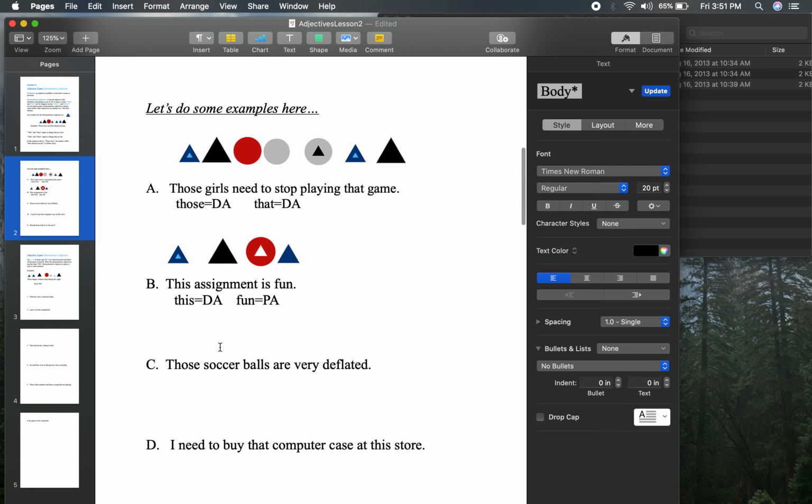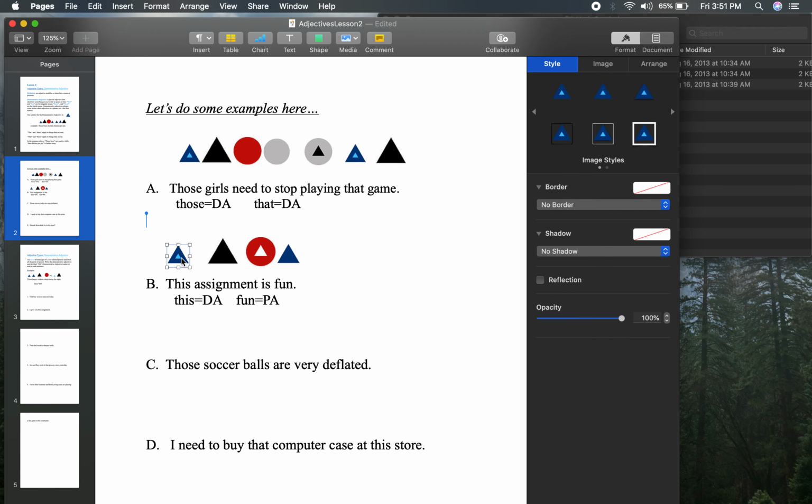All right, so next sentence. Those soccer balls are very deflated. That makes Mr. Adam very sad. Doesn't like deflated soccer balls at all. Wants to play.